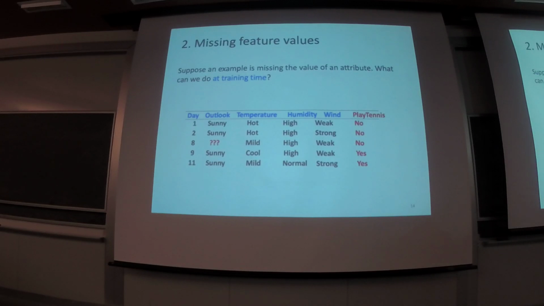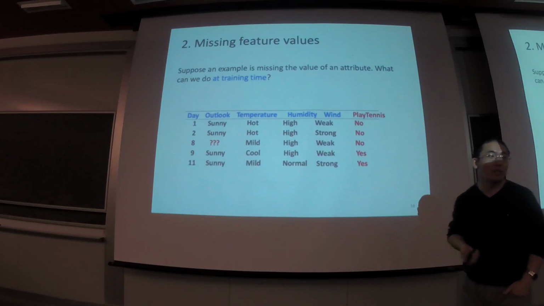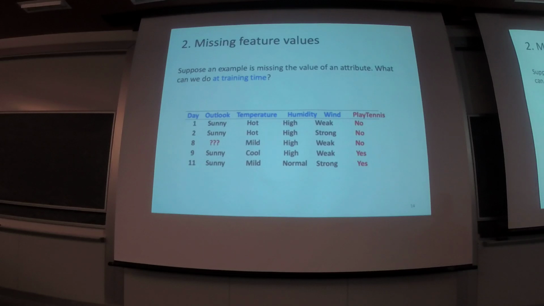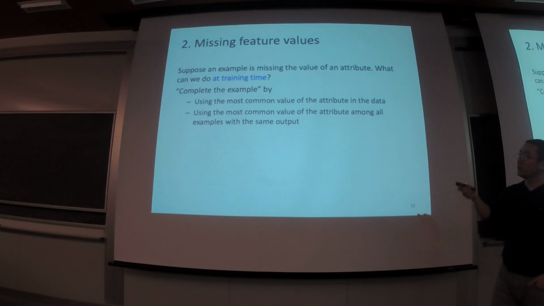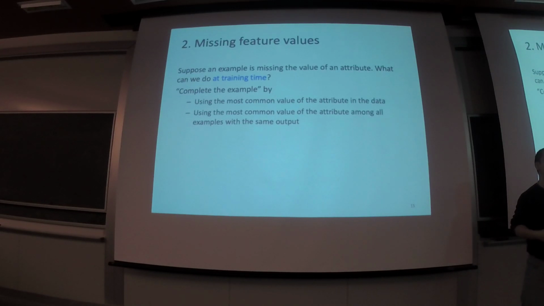Yeah, that's one answer, right? So the basic strategy, from a strategic point of view, we're trying to complete the missing feature value, right? So how to do that? One idea, just as you said, using the most common value of the attribute in the whole training data set. We just collect all the examples without missing that particular feature. And we just count which value is the most common, we just fill it.